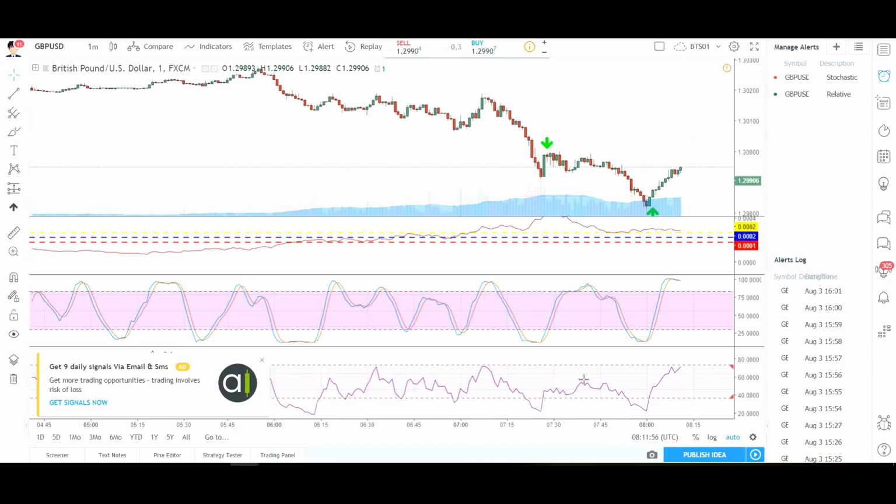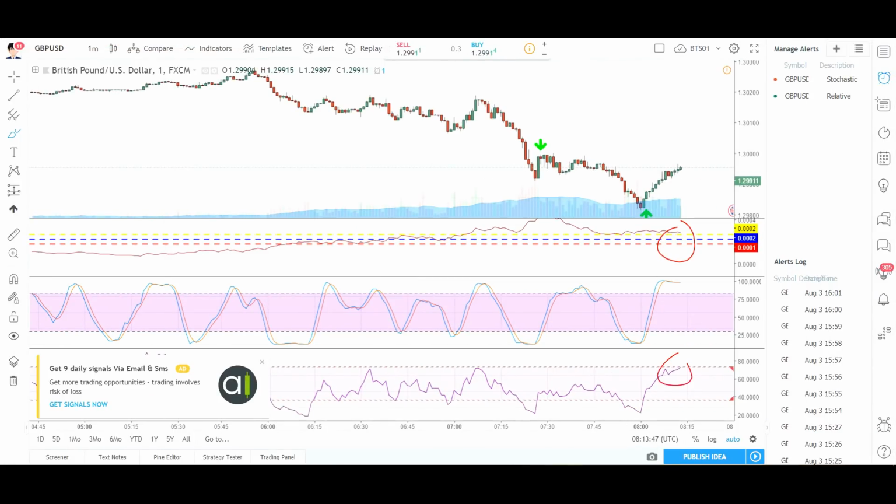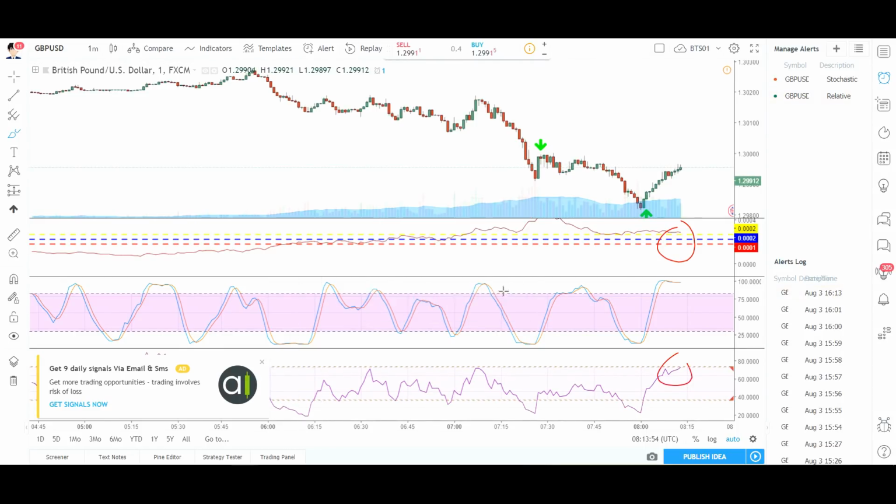Alright, so perhaps I should move on to one more example. Okay, be right back guys. Okay, so apparently we have another situation, another alert on GBP USD.